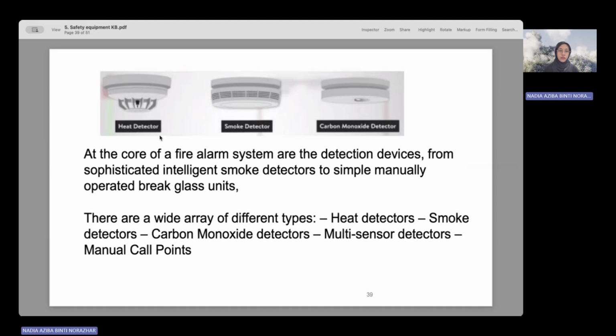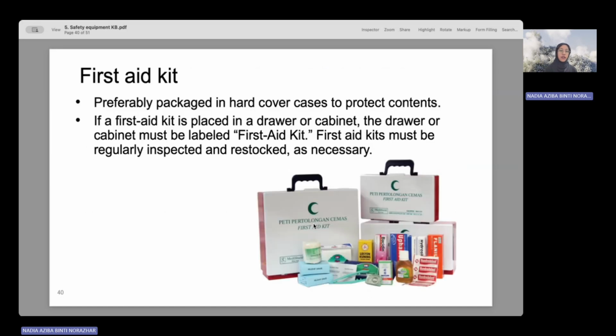Okay, so these are the types of detectors. This is a heat detector. This is how it looks like. This is the smoke detector, and this is the carbon monoxide detector. At the core of a fire alarm system are these detection devices. There is a wide array of different types, such as heat detectors, smoke detectors, carbon monoxide detectors, multi-sensor detectors, and manual call points.